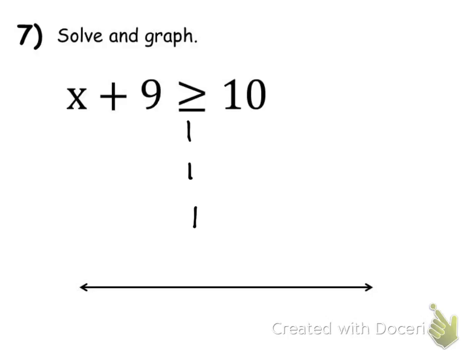Alright, how do I undo adding 9? Subtract 9. Subtract 9 from the left, subtract 9 from the right. That leaves you with x greater than or equal to, what's 10 minus 9? 1.